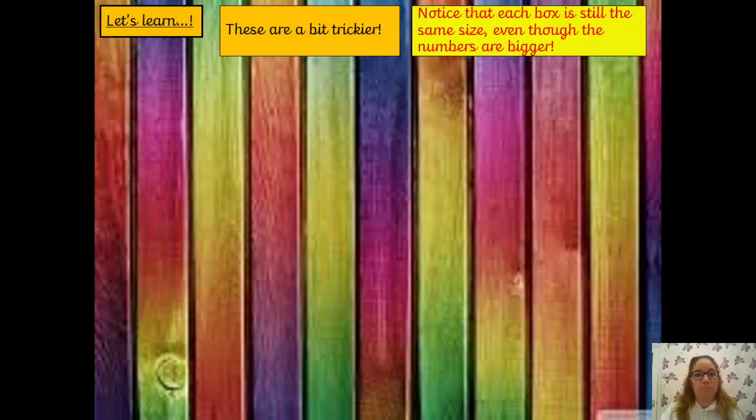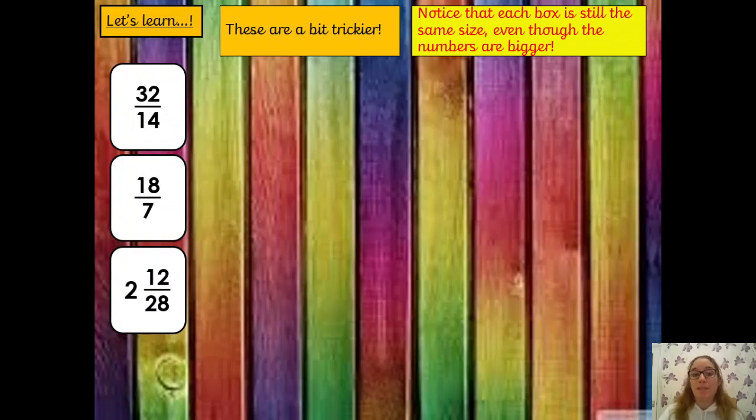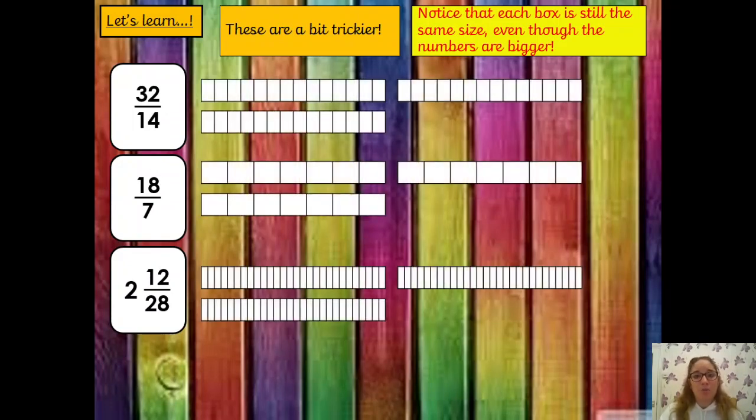Okay, so these ones are a little bit trickier, because the numbers are bigger. But even so, the boxes are still the same size. They've just been split into more individual bar models, but the method is still the same. You can still split the boxes into equal amounts, equal parts.